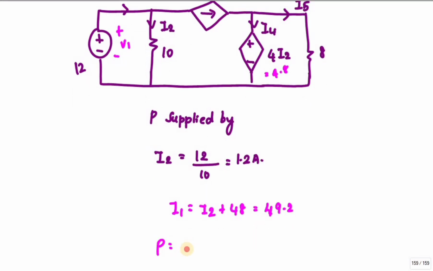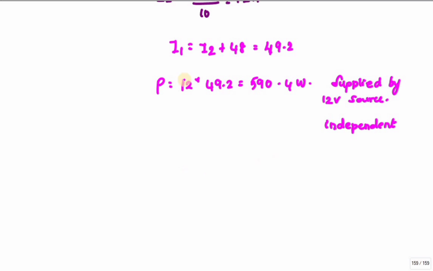So what is power supplied by the independent voltage source? 12 into 49.2, that is nothing but 590.4 watts. The power supplied by the independent voltage source. Okay, that is 12 volt source.